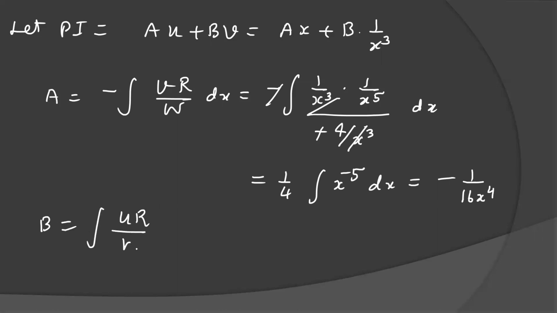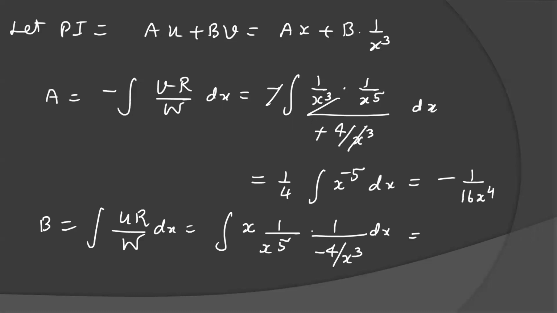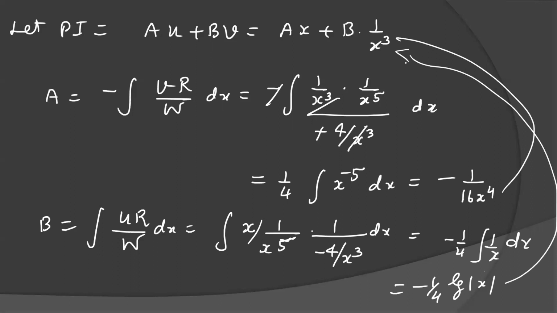B is U R over W dx. U is x. R is 1 over x to the power 5 and W is minus 4 over x to the power 3, dx. So it will become minus 1 by 4, x to the power 4, 1 x is cancelled, 1 over x dx. So it is minus 1 by 4 log mod x. So this is your B. Now you can put the value of A and B here and you will get the PI. Complete solution will be CF plus PI. Don't forget to write complete solution. It is equal to CF plus PI.